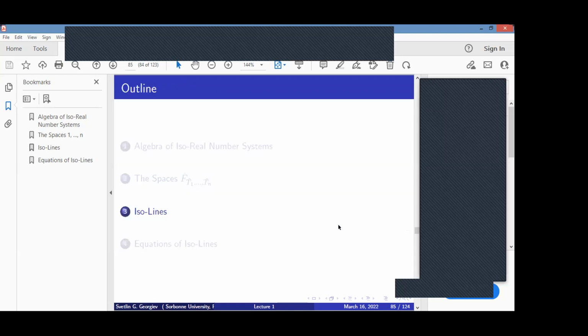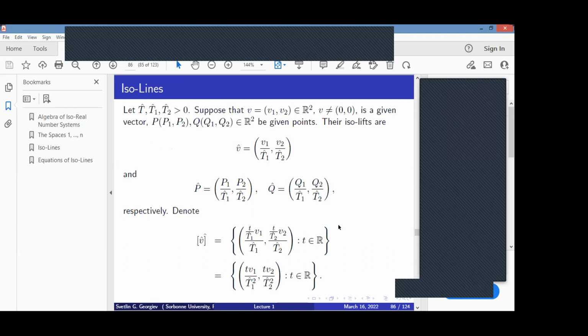Now we will move to the iso line. Isolines, firstly, and in this lecture, we'll consider in the two-dimensional case. So we start now with the so-called isoplane, iso-analytic geometry. Suppose that hat T1 and hat T2 are positive constants. Take a real vector V equal to (V1, V2). Take two points P and Q. Then their isolifts are given in this way.